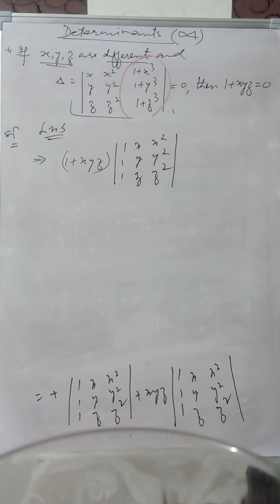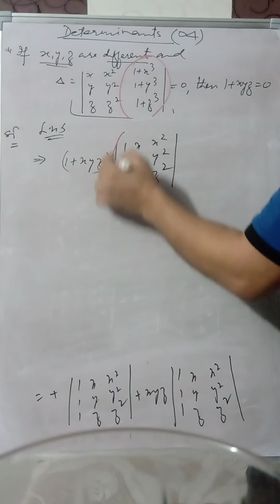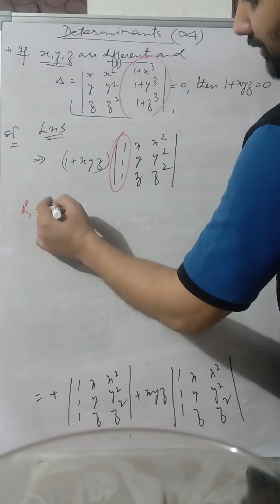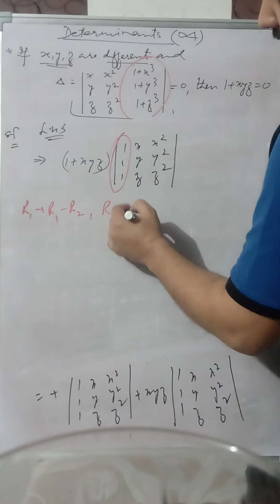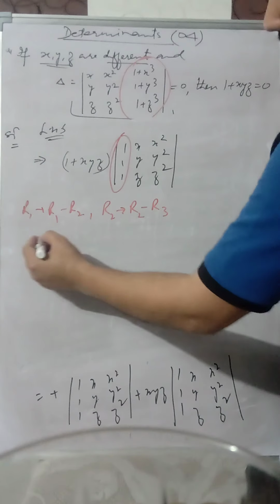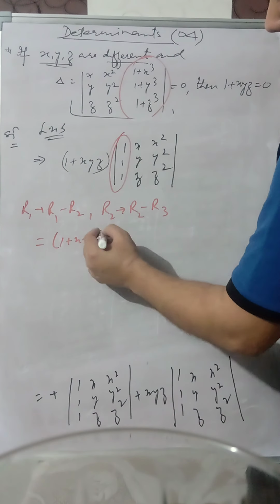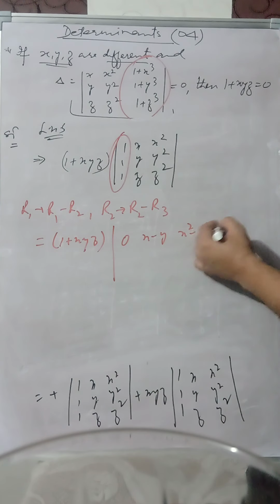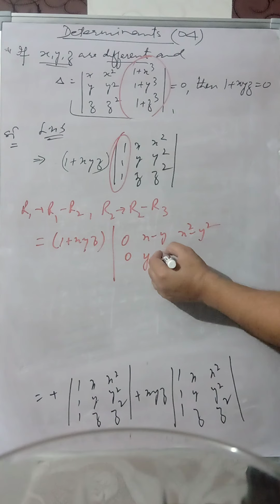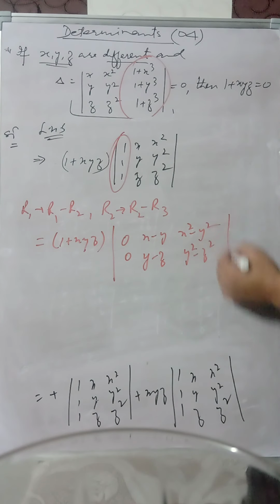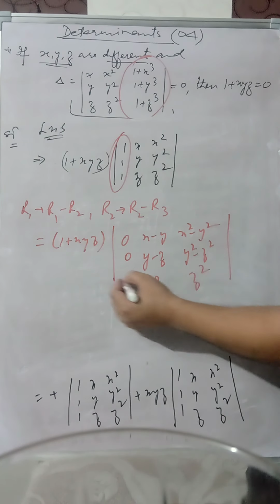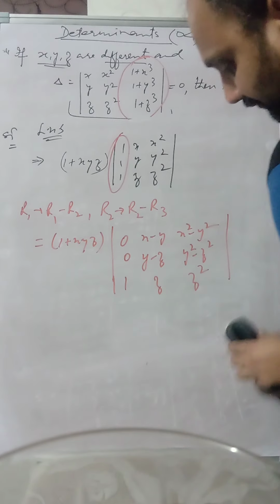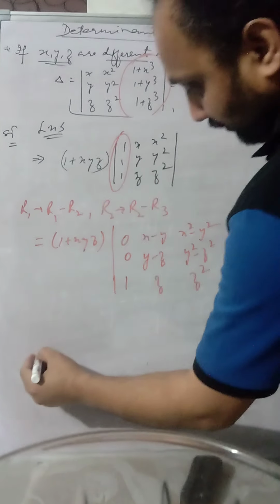Now we know that when all the entries of a column are 1, this is what we want to have in every question. Apply R1 goes to R1 minus R2 and R2 goes to R2 minus R3. So this will be 1 plus xyz into, this will be 0, this will be x minus y, x square minus y square, it will be 0, it will be y minus z, it will be y square minus z square. This is 1, z, z square. This is almost the 6th, 7th or 8th question of your exercise 4.2, something we did in the type 2 determinants.